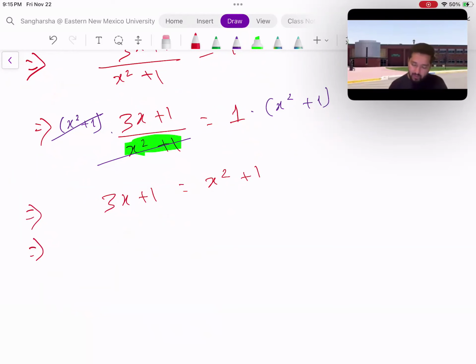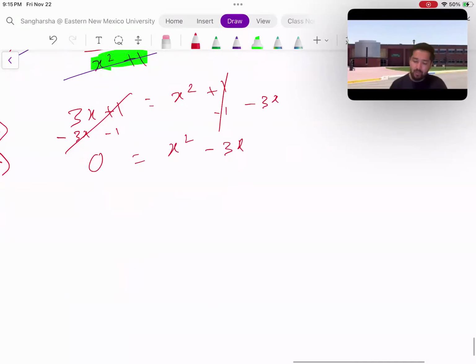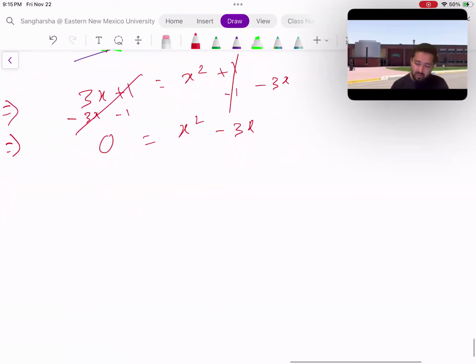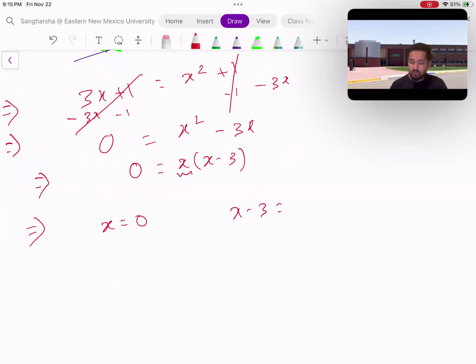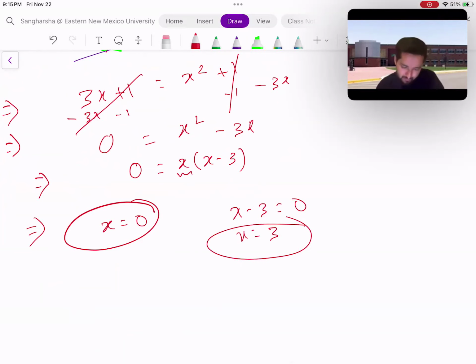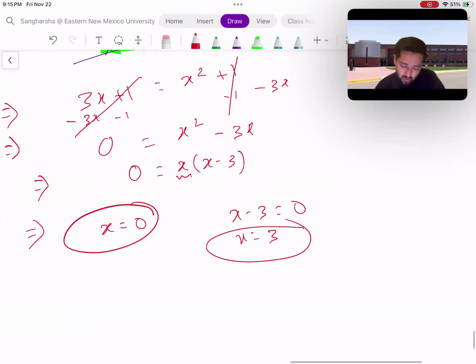So let's collect all these terms together. Subtract 3x, subtract 1. So this is gone, 0 equals x squared, this is gone, minus 3x. And you can use factorization here because x is the common factor: x times x minus 3 equals 0. You set each factor equal to 0. x equals 0, and x minus 3 equals 0, so we have x equals 3 from here. Now you have to check whether these two are solutions or not.